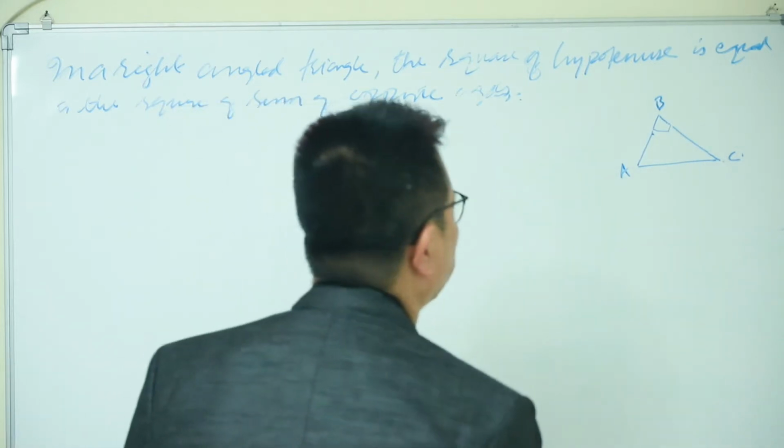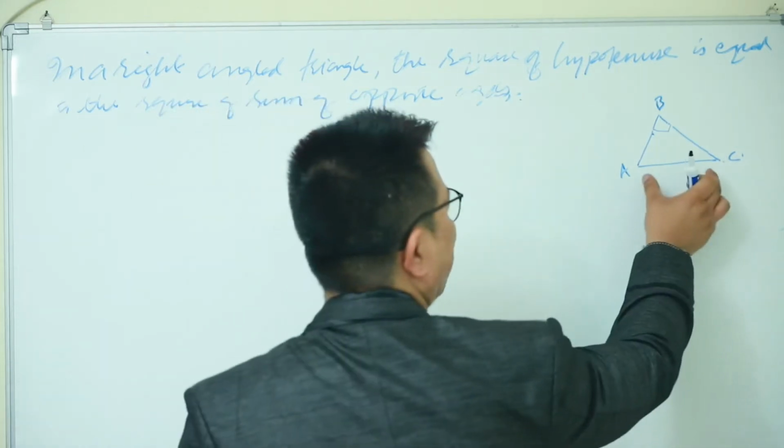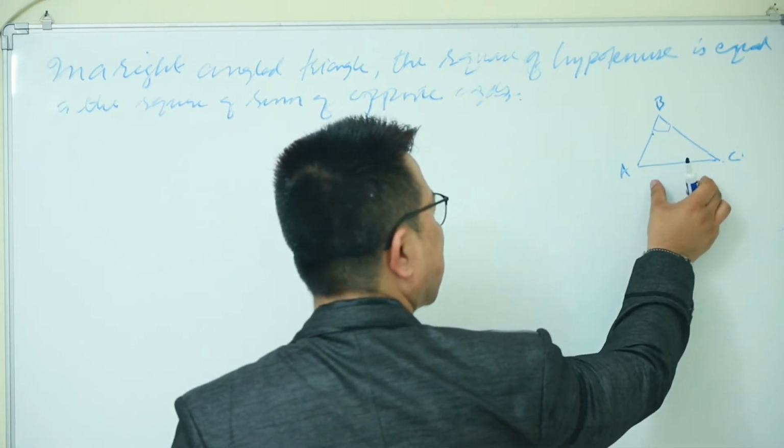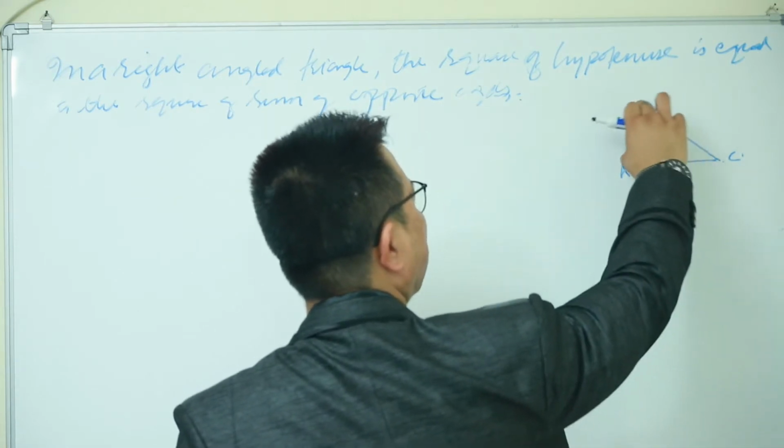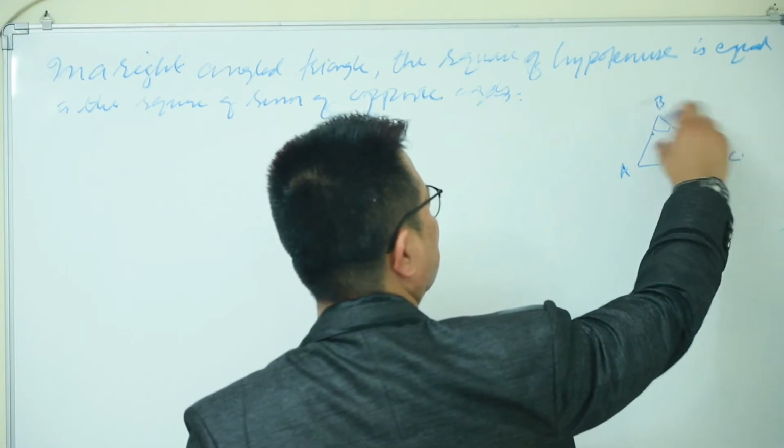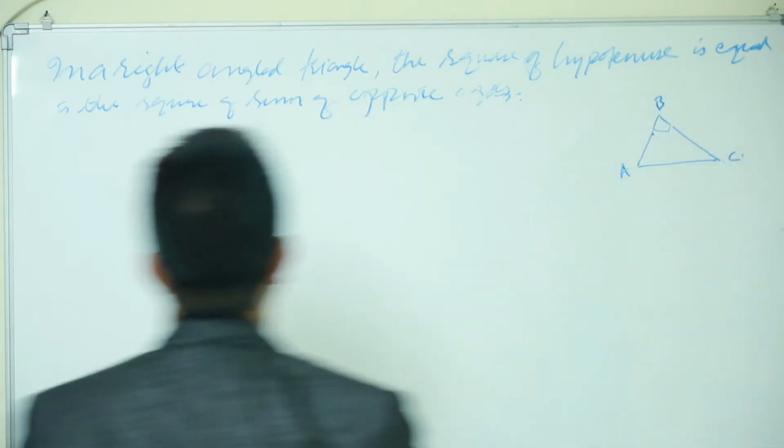is also called the hypotenuse. Now we have to prove that the square of this hypotenuse, the longest side, is equal to the sum of the squares of the other two sides. The other two sides means AB and BC. So now you have to prove.